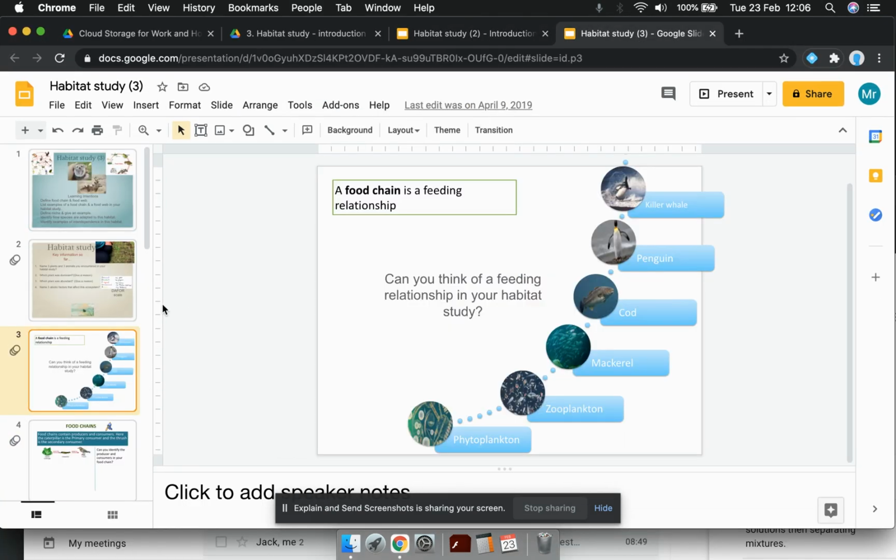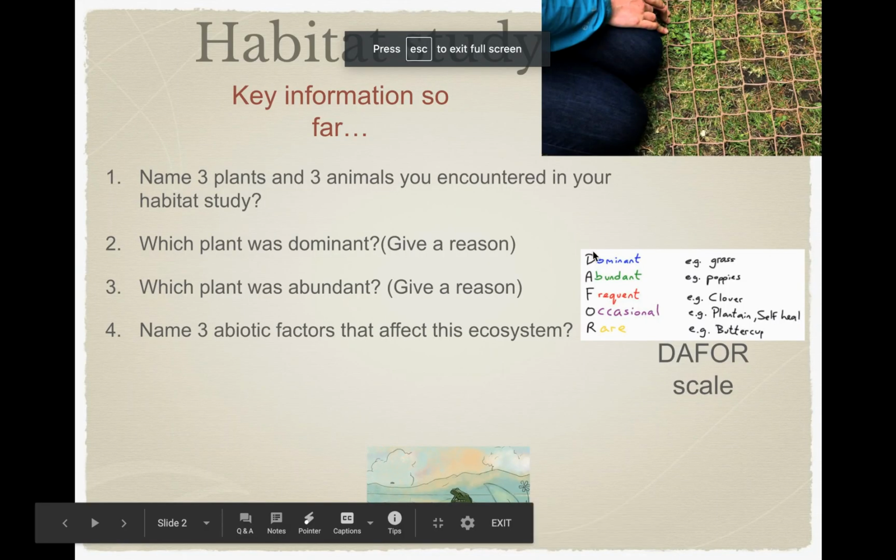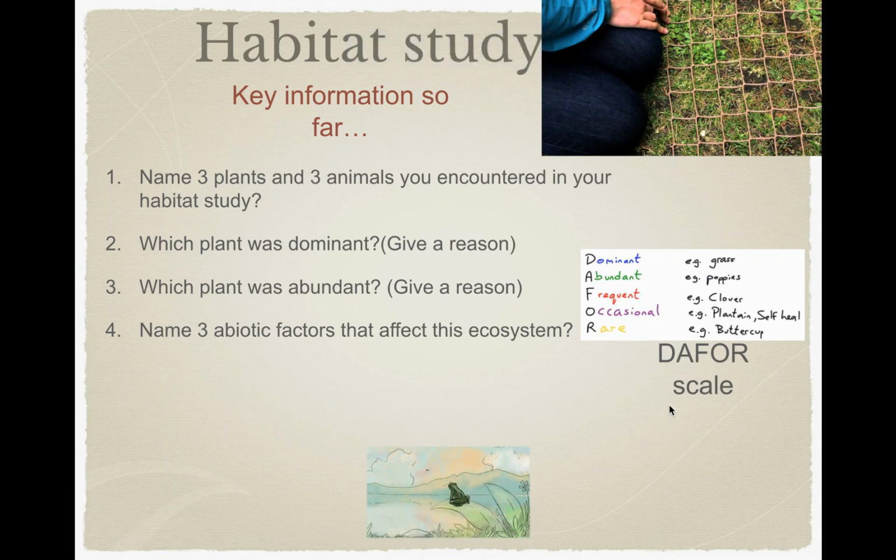Right, so there's only one final thing I want to mention today, and that is the DAFOR scale. This is something that we could use if we were doing a quantitative survey using a quadrat. Each letter stands for a word. For example, D stands for dominant, R stands for rare.